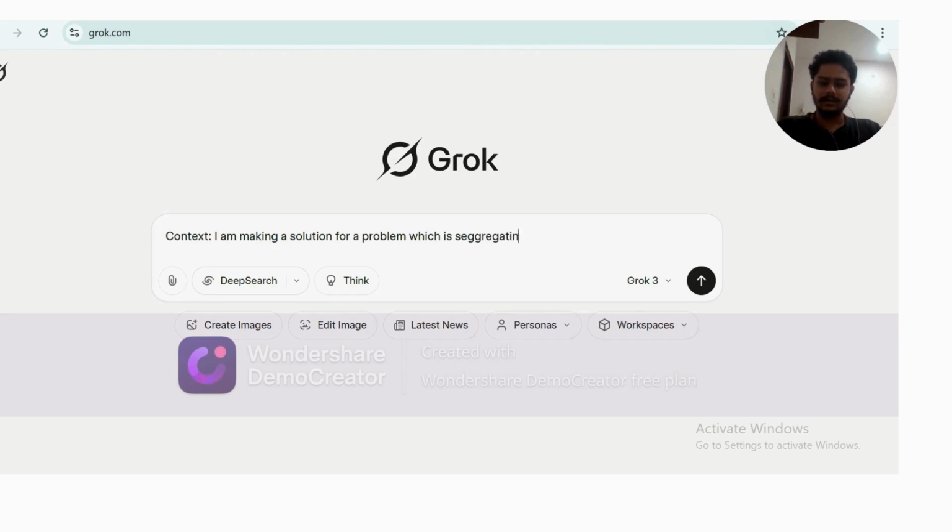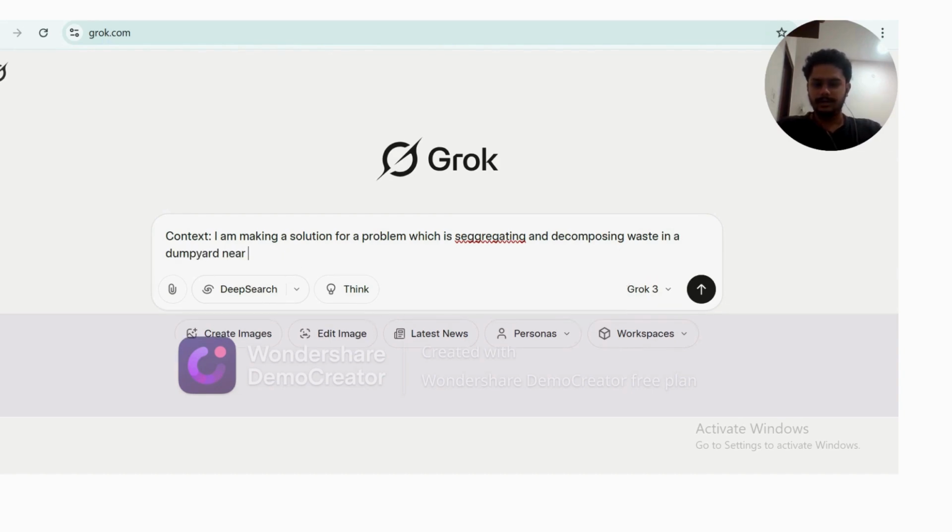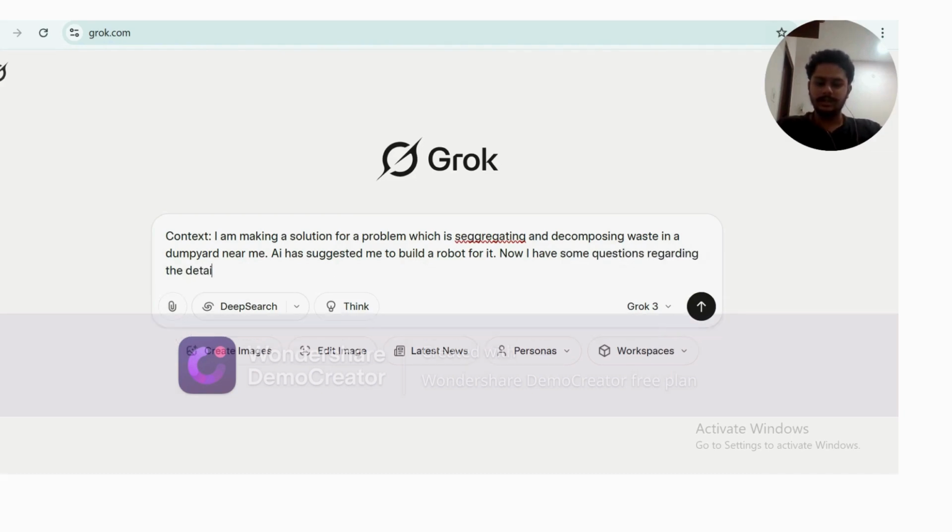segregating and decomposing waste in a dump yard near me. AI has suggested me to build a robot for it. Now I have some questions regarding the details of the solution.